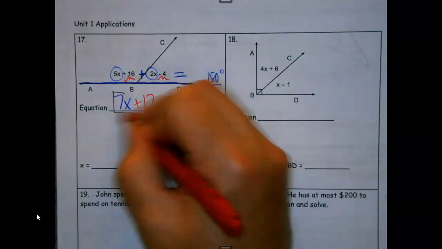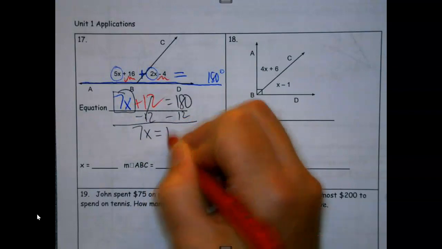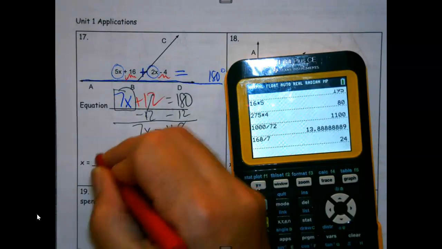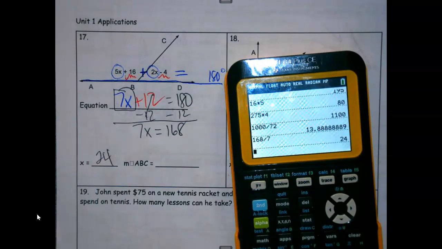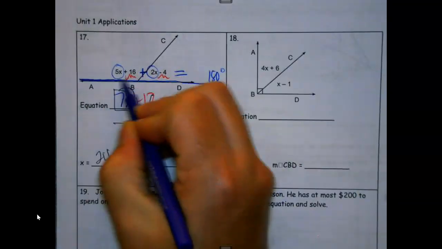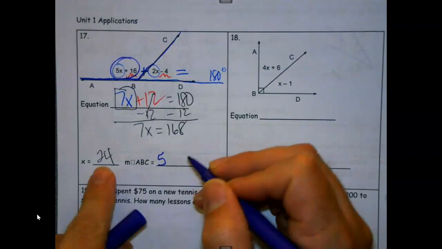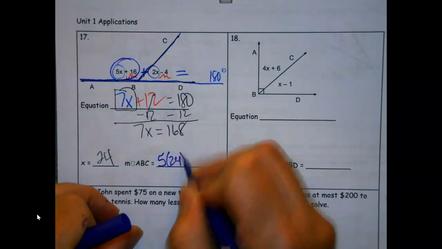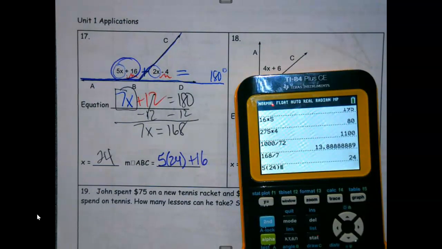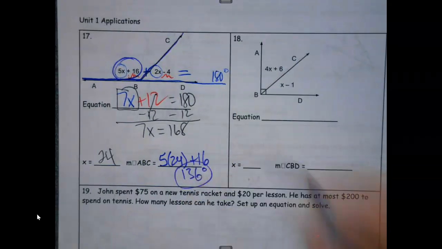So once I get over the idea of that 180, which I am going to mention tomorrow before the quiz as well. And then we're looking for angle ABC. So that's the one we're on the lookout for. We're going to plug the 24 in for the x. And let's see what we get here. 136. That'd be my angle.